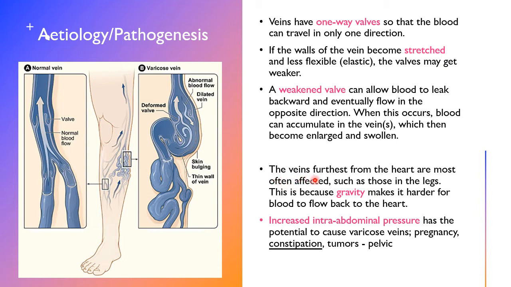The veins furthest from the heart are most often affected, such as the veins in the legs. This is because gravity makes it harder for the blood to flow back to the heart. Increased intra-abdominal pressure has the potential to cause varicose veins. These include pregnancy, constipation, pelvic tumors.